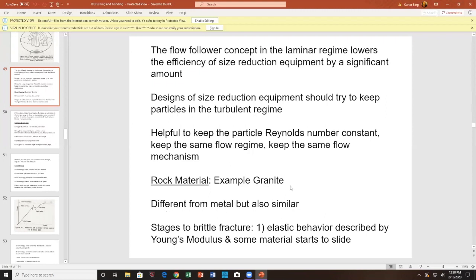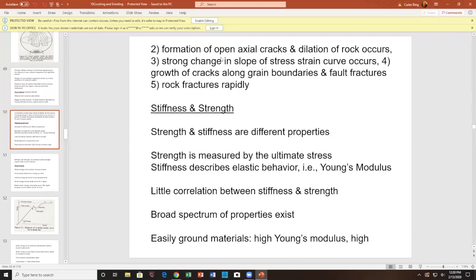Different from what we got for granite here, and different from metal, but similar. Again, the different stages to fracture in a brittle material: you have plastic behavior described by Young's modulus. At some point, the material starts to slide over each other. You have formation of open axial cracks, dilation of the rock. Strong changes in the slope of the stress strain curve occur. Growth of cracks along grain boundaries. There you go. Forgot to mention that.